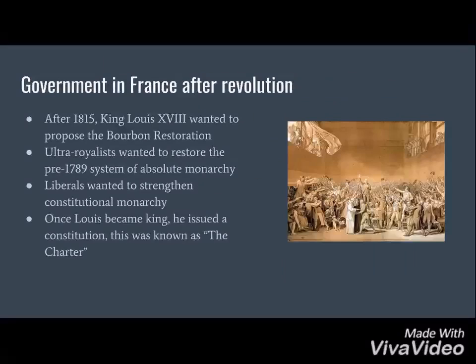Once Louis became king, he issued a constitution. This was known as the Charter. The Charter of 1814 was drafted, and it presented all Frenchmen as equal before the law. France was much changed after the Revolution, and the egalitarianism and the liberalism of the revolutionaries remained an important force, and the autocracy and the hierarchy of the earlier era could not be fully restored.